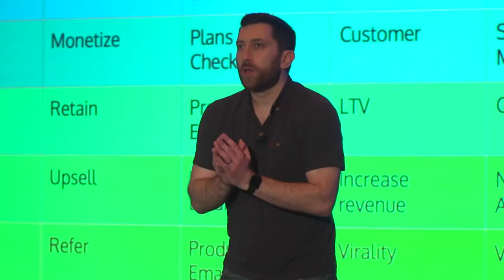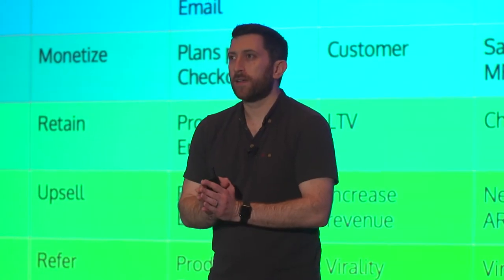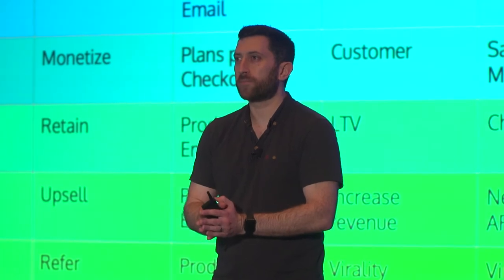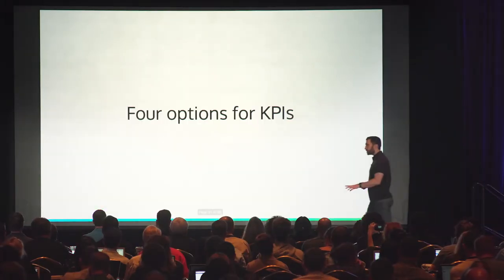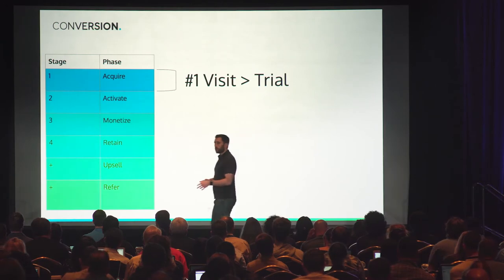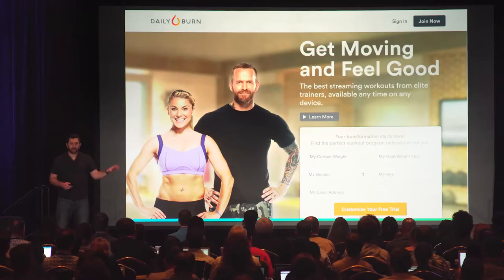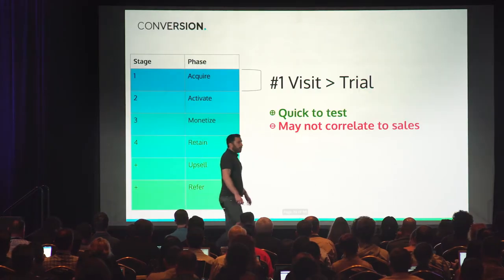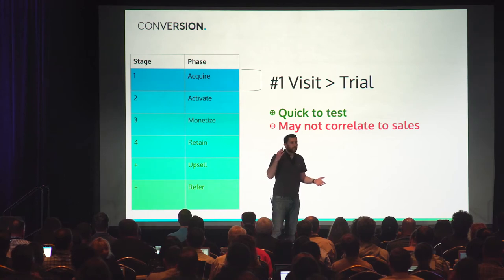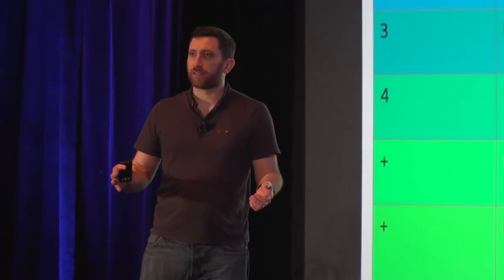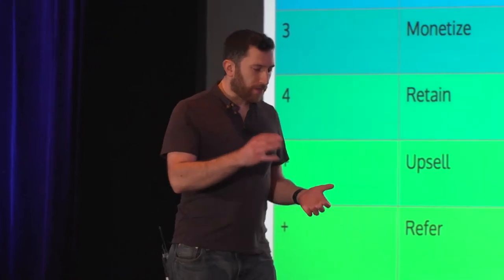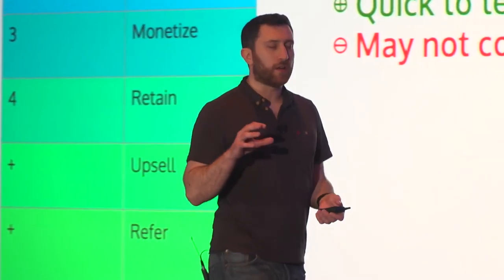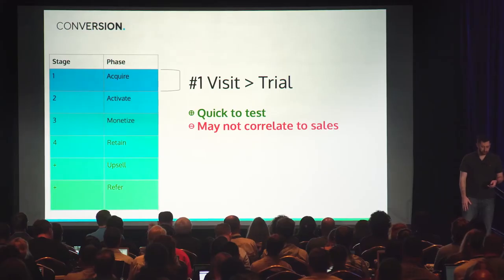And we have that question, if we do a split test today, what should our goal be? And there are four options. We've looked at the first option already, which is visit to trial. It's very easy to do. Someone comes to our website, they come to Daily Burn, they fill out the form, they start their trial, we're done. The downside of that is it doesn't always correlate to sales. It's kind of like having a PPC campaign and measuring it based on click-through rate instead of conversion rate. The two don't always go hand in hand.